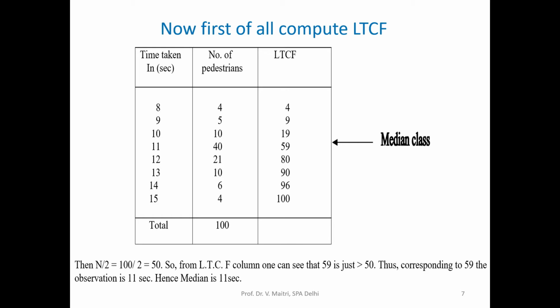So N by 2 is 50. Find from this cumulative frequency the one which is just greater than 50. Out of these it is 59. So 59 is just greater than 50. The observation corresponding to this 59 is 11. So 11 seconds is the median. So we can say for this ungrouped frequency distribution data of time taken in seconds, 11 seconds is the median. This is so simple to compute; not much mathematics is required in doing that.